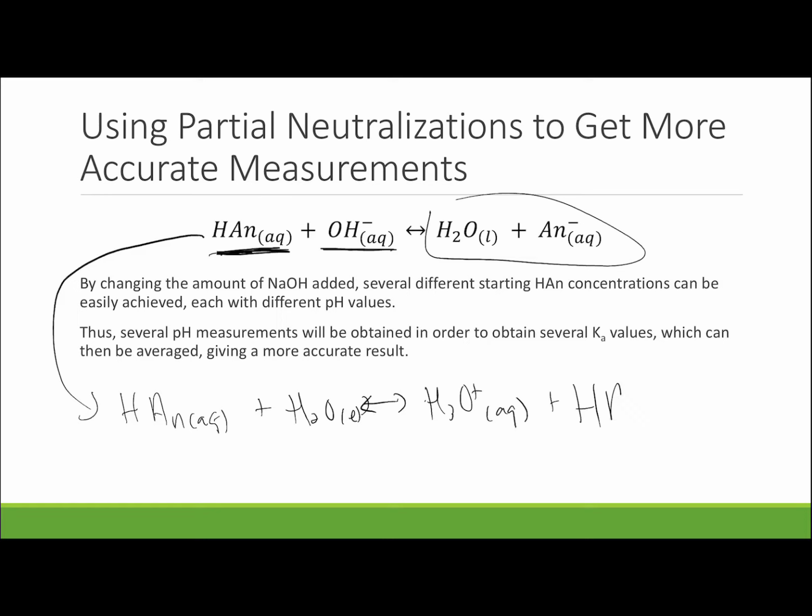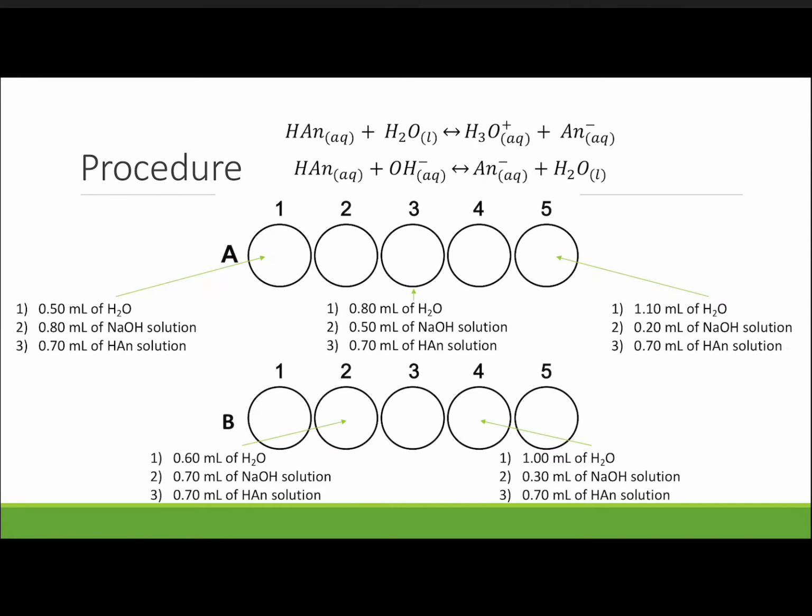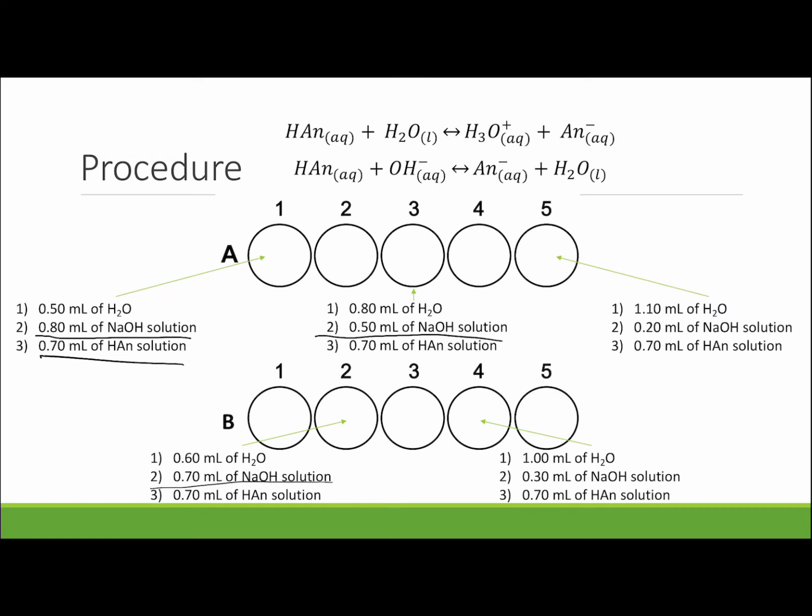If we do differing amounts of hydroxide, we will get differing amounts of our hydronium, and then that will give us differing amounts of everything else. So that's exactly what we're going to do. We're going to take the same amount of our weak acid solution and add in different amounts of our sodium hydroxide. Dr. Meyer has already done all of this for you guys.